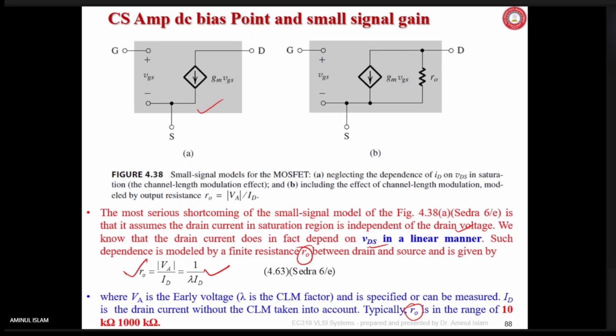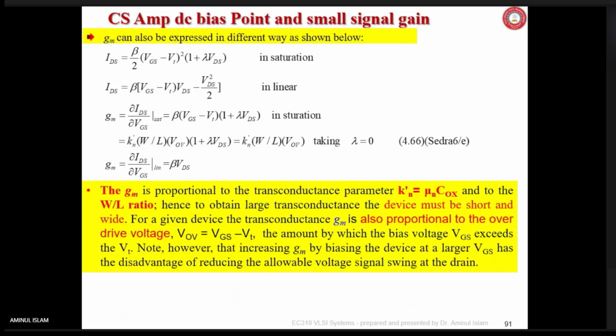Remember that it is not external. RD is connected externally. Remember, RD, whatever we have discussed previously, it is external. But this one is the characteristic of the device. If the channel is longer, then it is almost infinite. For a short-channel MOSFET it will be less. So GM can be expressed in different ways. What I was telling, GM can be different.